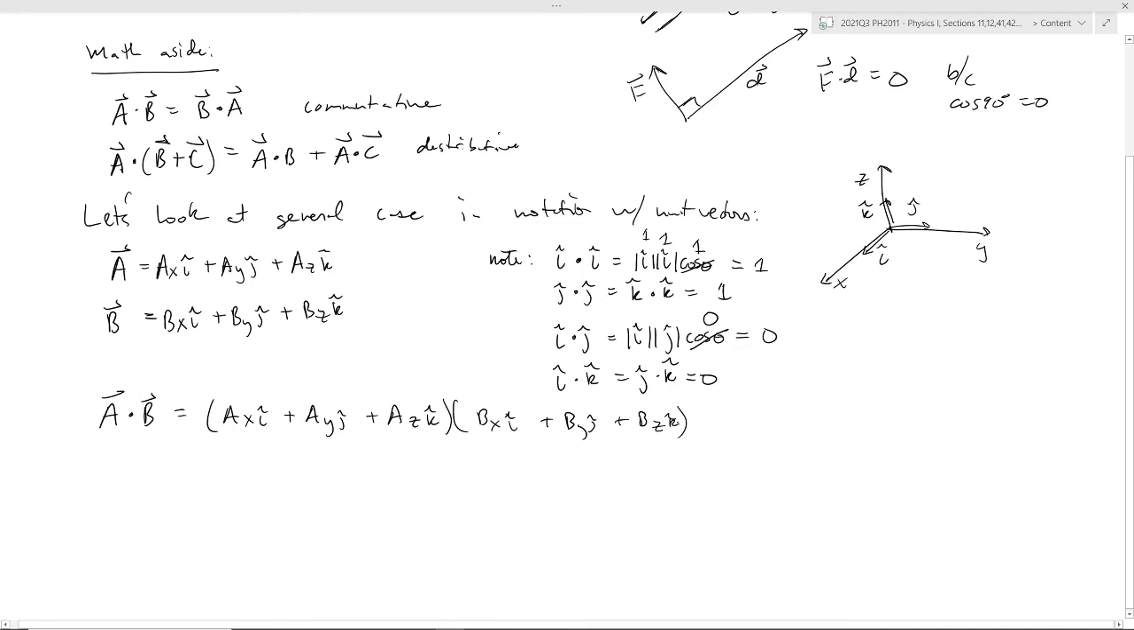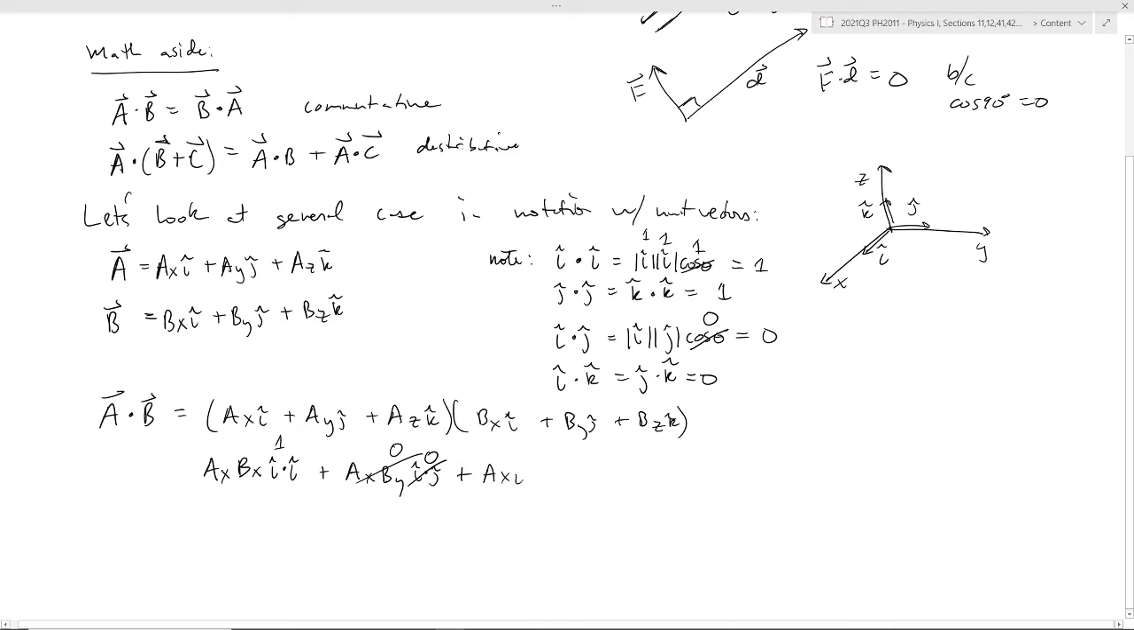Okay, and so what you would do is FOIL this out, just like you were multiplying stuff together, and remember, it's distributive. So we have AX BX, I hat dot I hat. Notice that is going to give you 1, plus, and you can quickly see what's going to happen: you'd have AX BY times I hat dot J hat. That's going to give you 0, so this term would be 0.